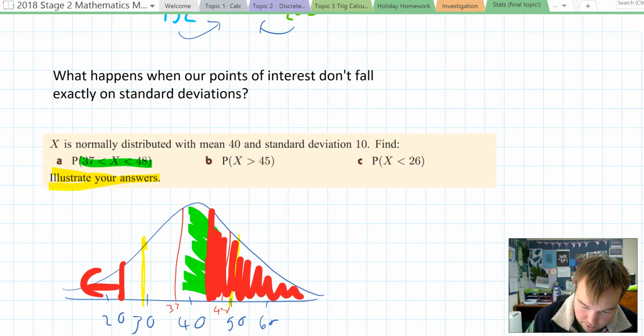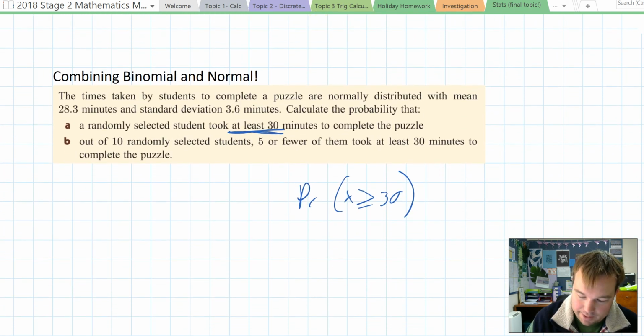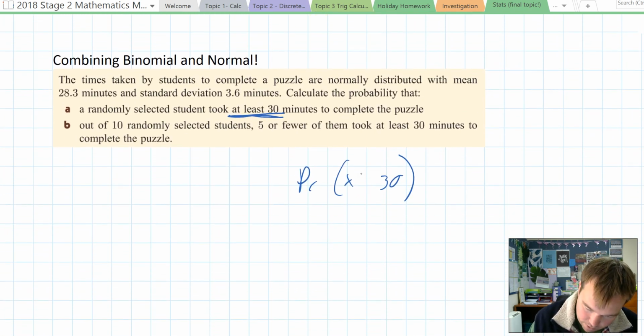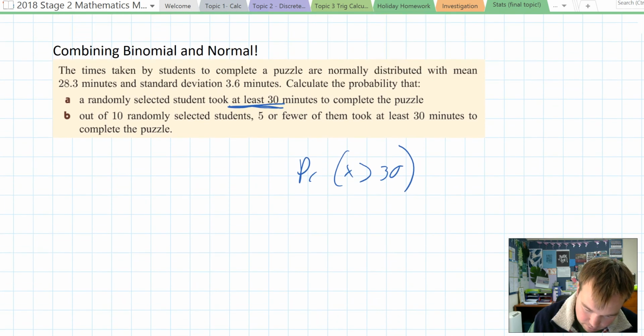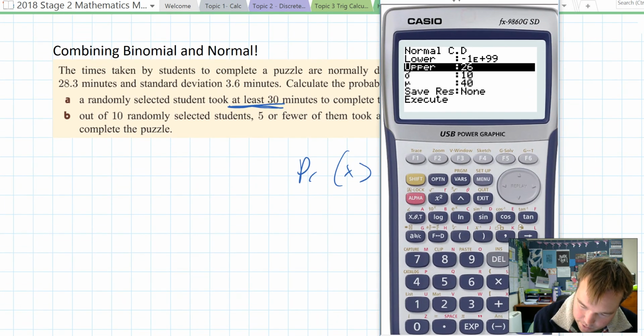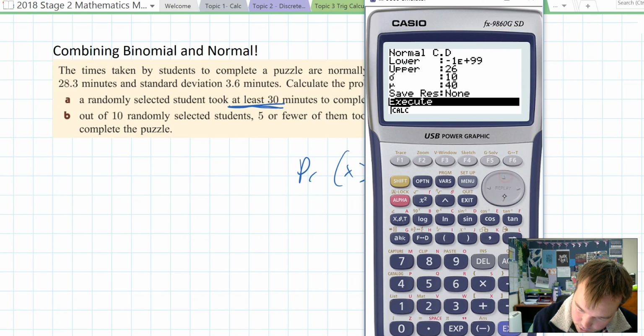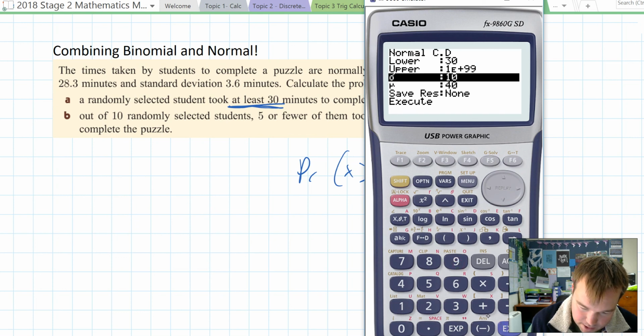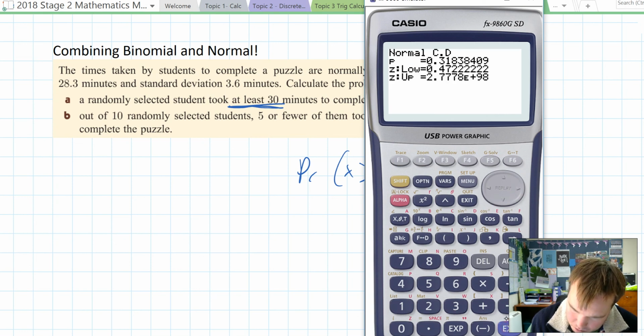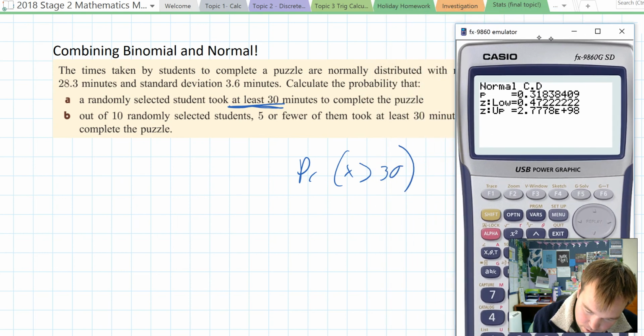Sorry, that was completely wrong. At least means strictly greater than 30. My bad. Alright, so we're looking at here, lower 30, upper effectively infinity, although it shouldn't take a student that long to complete the test. Standard deviation is 3.6 and mean is 28.3. Because it's about 1 standard deviation above, we should be thinking 31%-ish. Alright.